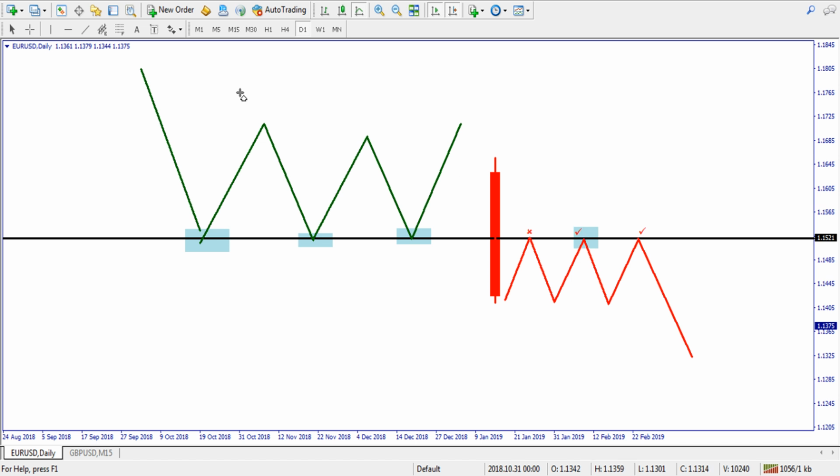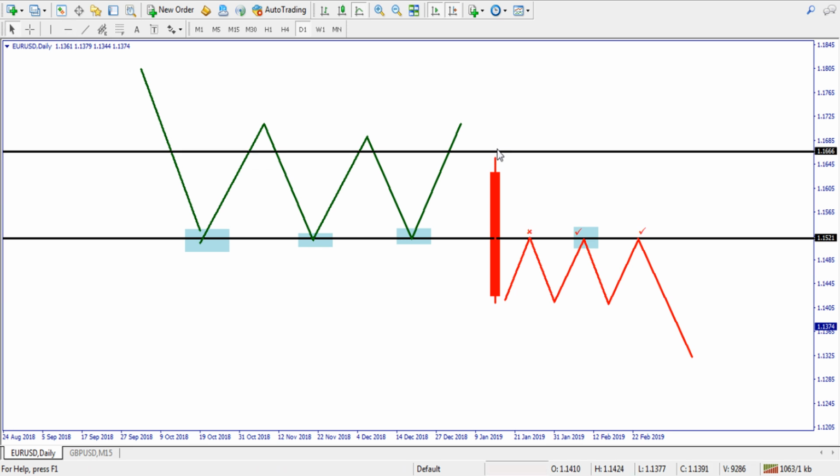And another thing, somebody is asking me where my stop loss should be. The correct place to place the stop loss is above the candle which triggered the break.